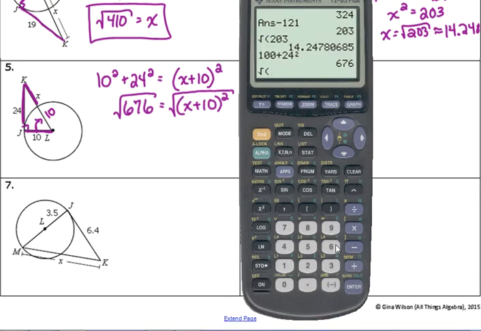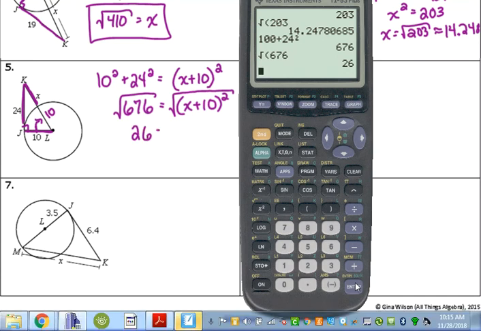So the square root of 676 is 26. The square root of something squared just leaves you with what was squared. So x plus 10 squared, you take the square root, square and the square root cancel. And then we can subtract the 10. And that gives us 16. That way we don't have to worry about factoring, we don't have to worry about getting that extra answer.